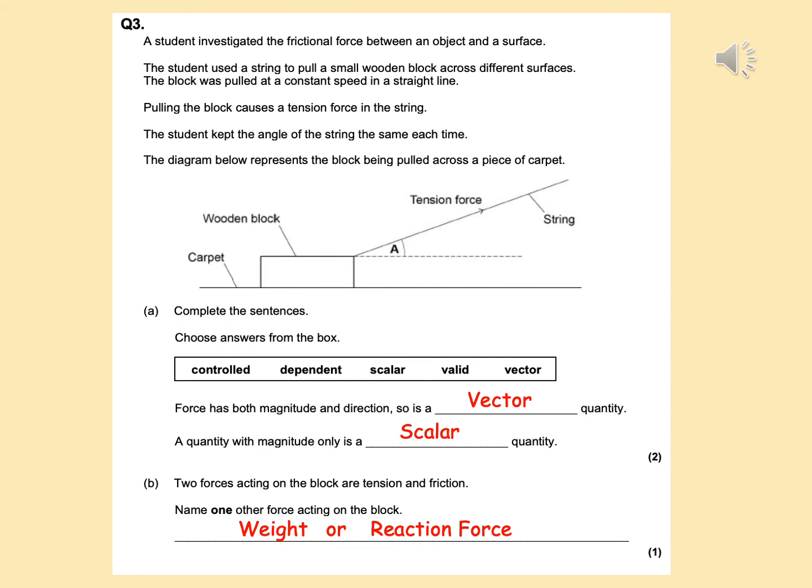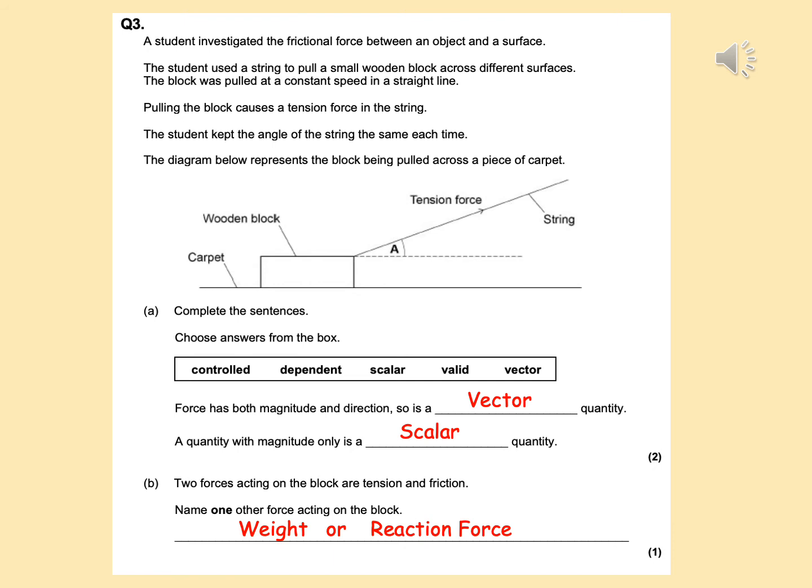force in the string, as we've talked about before. Tension is what happens when we have rope or string that becomes tight. The student kept the angle of the string the same each time. The diagram represents the block being pulled across the carpet. So I wanted you to complete these sentences. Force has a magnitude and direction, so it's a vector.